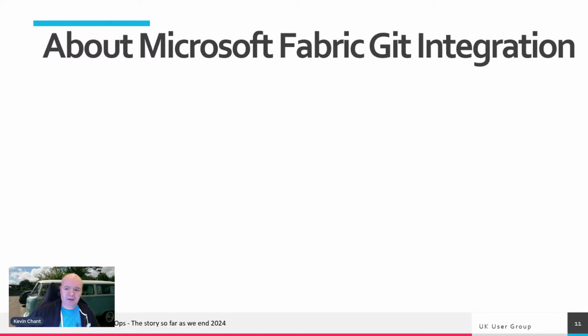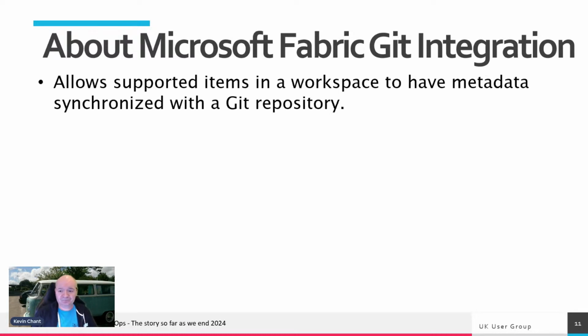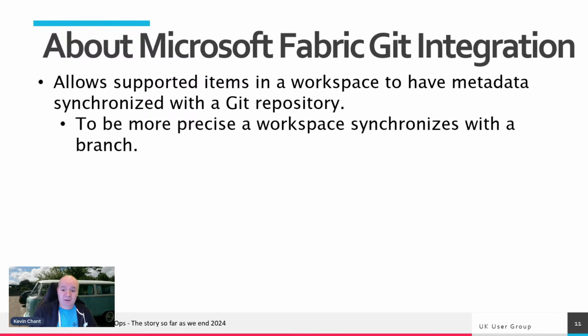So next I want to talk about Microsoft Fabric Git integration. And this allows you to synchronize supported items in a workspace so that their metadata is synchronized with a Git repository. And to be more precise, it synchronizes the metadata for supported items in a workspace with a branch in a Git repository.